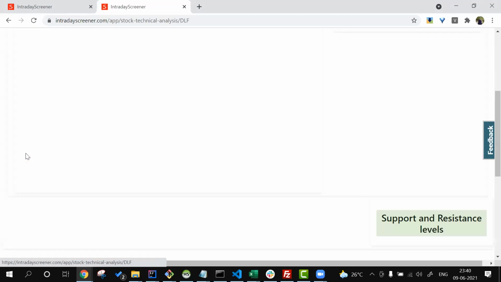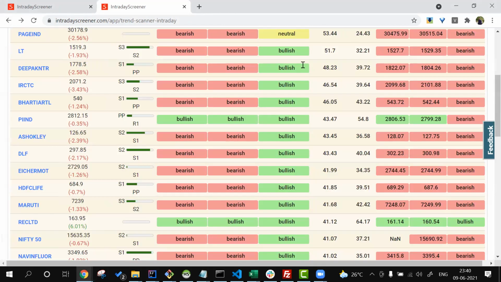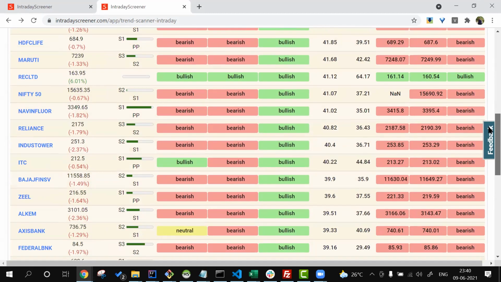For example, if I click on DLF chart, I can see that it is bullish on daily chart. So if you open DLF chart, you can see there has been a good movement here, but now it has become bearish for short term. So these stocks you must keep on track, which are bullish on daily chart and bearish on smaller time frame, for a further pullback sort of entries. You can have a watch.